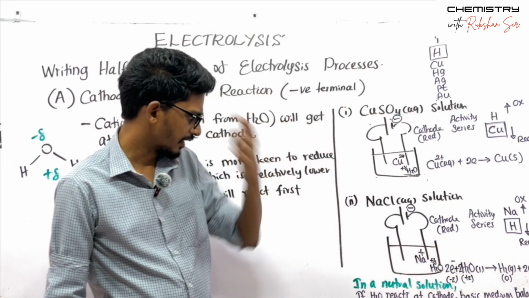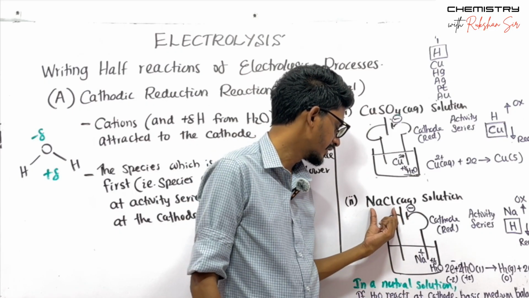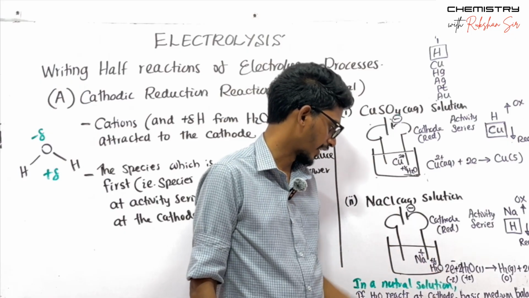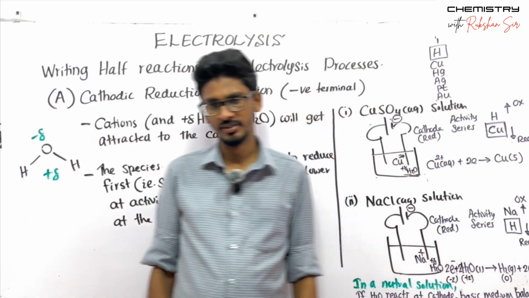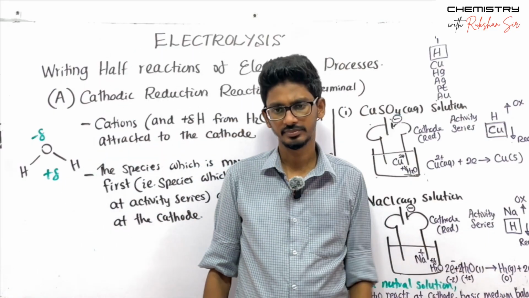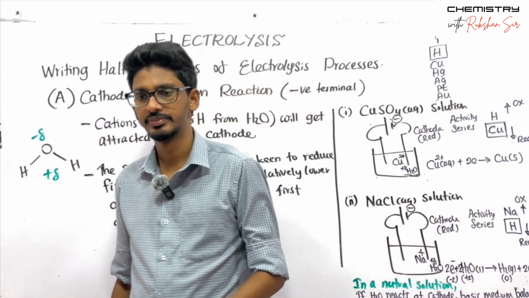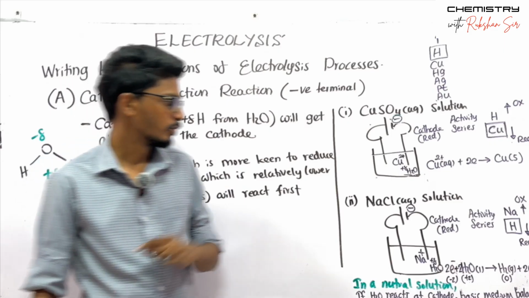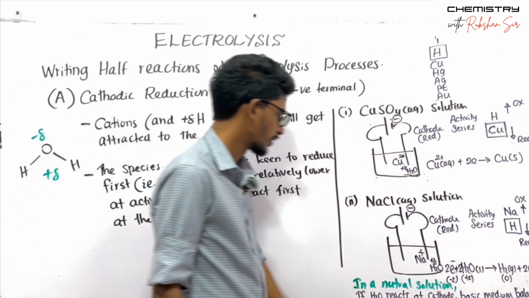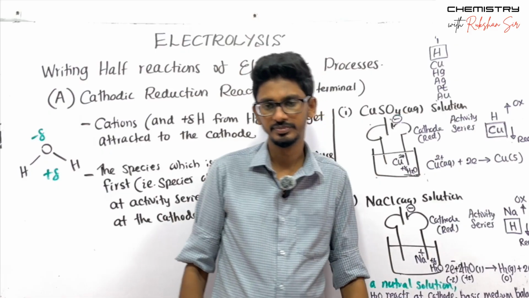So keep this in mind. In a neutral solution, NaCl is a neutral solution, if water reacts at the cathode, it should be a basic medium balancing. That is why we used OH minus here, not H pluses, to balance the charge. We used the OH minus to balance the charge because in a neutral solution, if water reacts, the balancing should be done in basic medium.